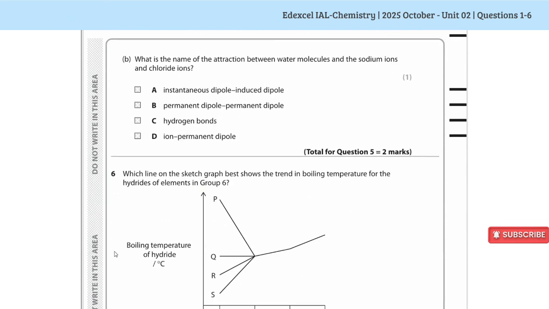Part B, what is the name of attraction between water molecules and sodium ions and chloride ions? Sodium ions and chloride ions are ions, and water is a permanent dipole. So we can expect ion permanent dipole interactions, option D.